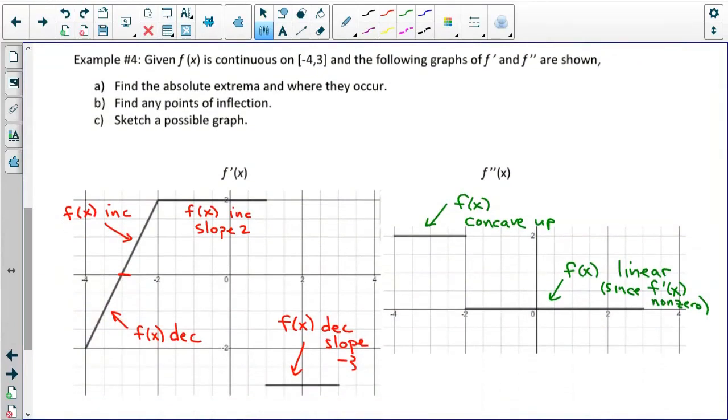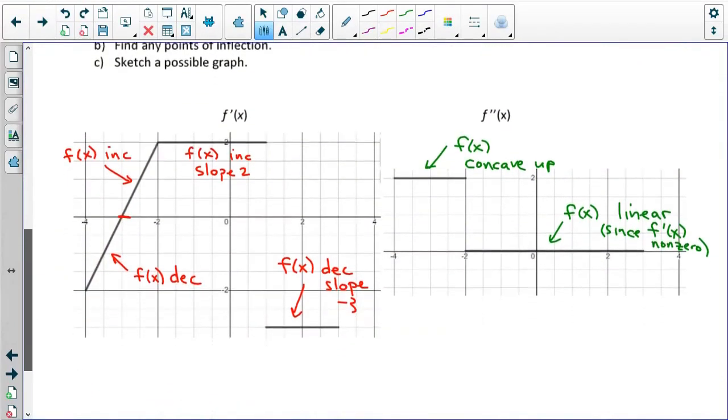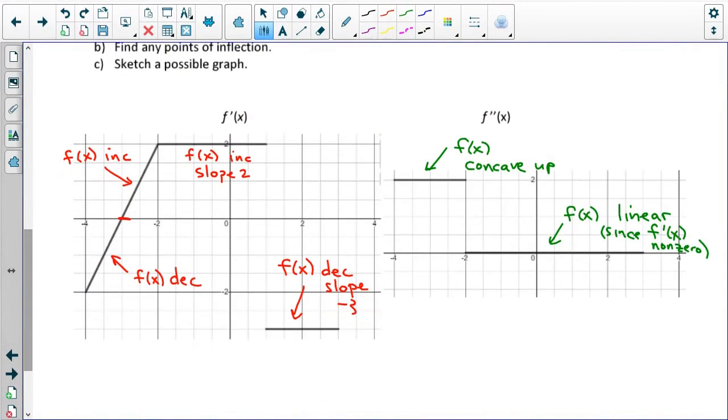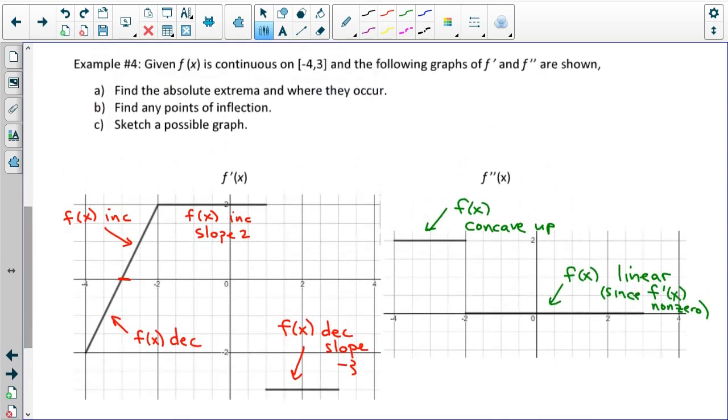Example 4, if I take a look at example 4, I'm going to have the same stuff, but then my graph is going to have a slightly different look to it. I have a decreasing slope from -4 to -3, an increasing slope from -3 to -2, an increasing slope that's constant. So the slope is 2 from -2 to 1. And then from 1 to 3, I have a decreasing constant slope of -3. So one thing I forgot to point out is that this is continuous on -4 to 3.